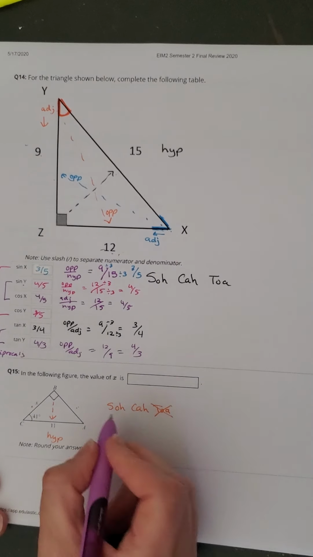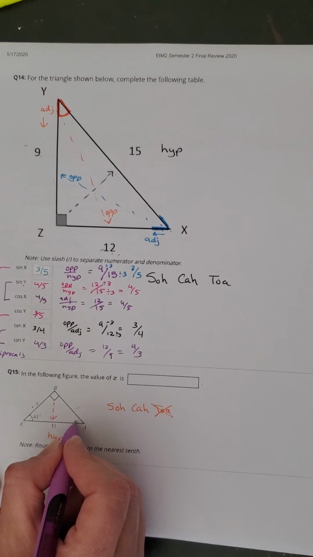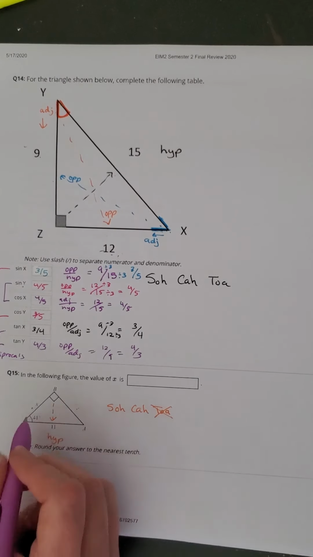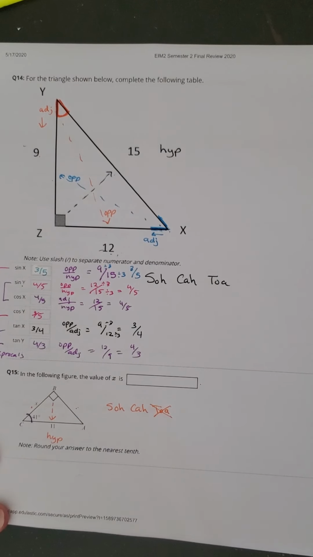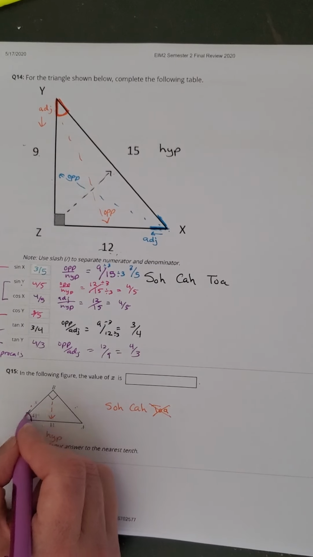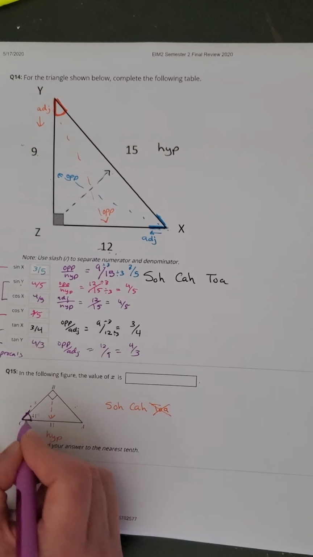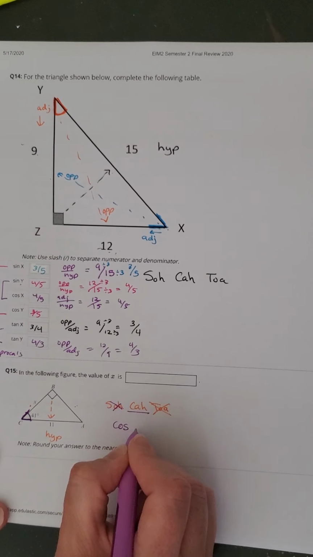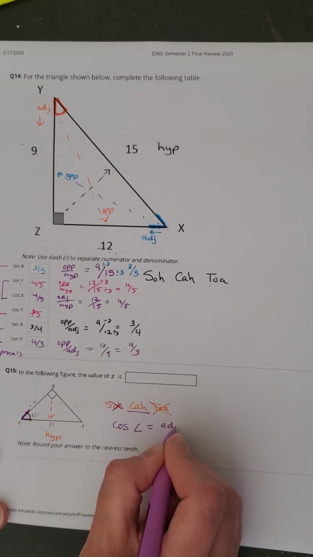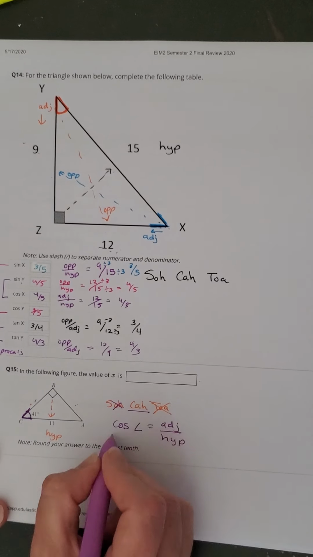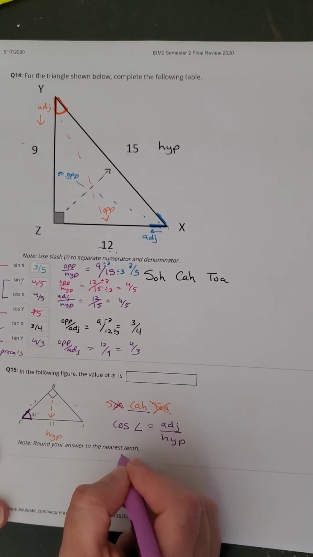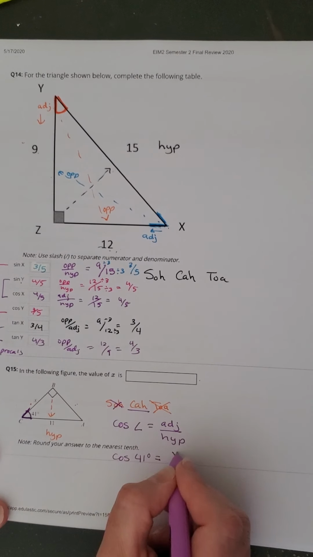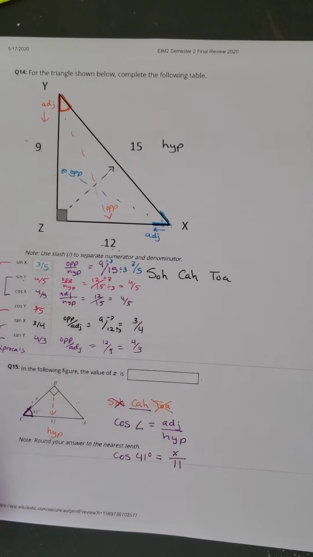Now, really, we could use either sine or cosine, because I could use this angle if I wanted, but I'd have to calculate it. I'd have to subtract to find it. I'd rather just use the angle they gave me, which is angle C. So if I'm standing at angle C, I would have adjacent and hypotenuse, so I will use cosine. So cosine of the angle is equal to adjacent over hypotenuse. This time we're given the angle is 41 degrees. So cosine 41 degrees is equal to adjacent, which is our unknown, over the hypotenuse, which is 11.